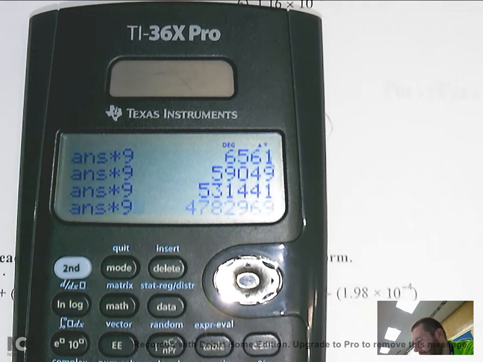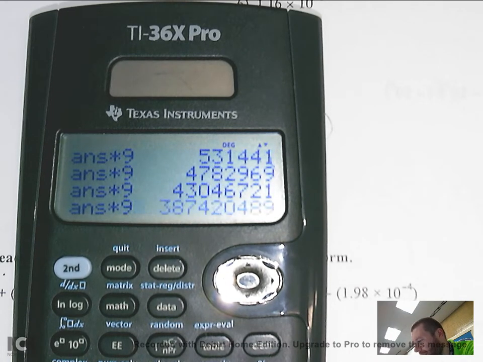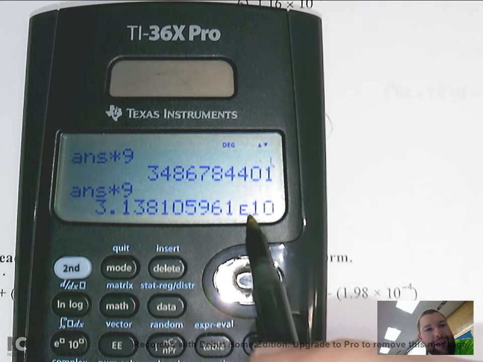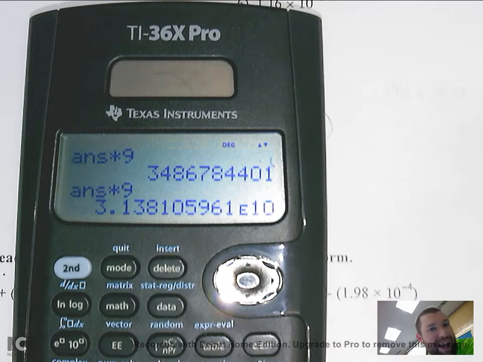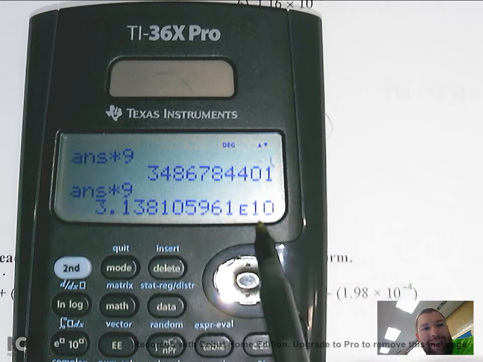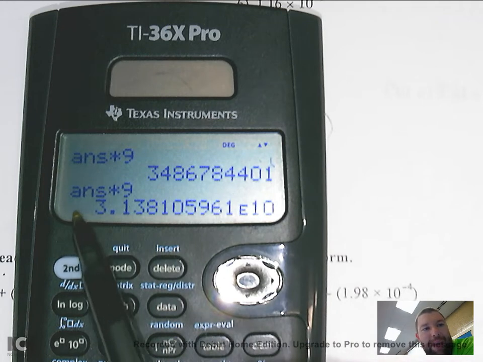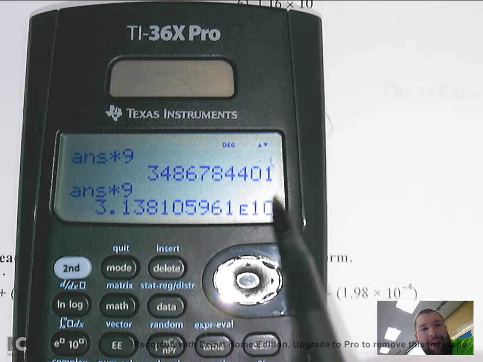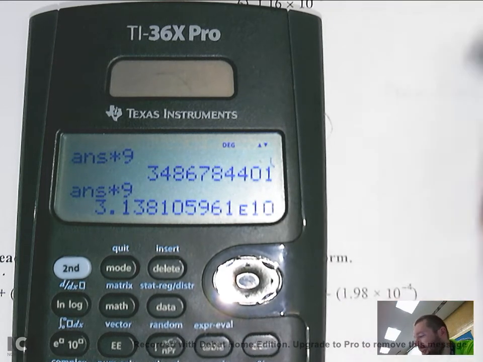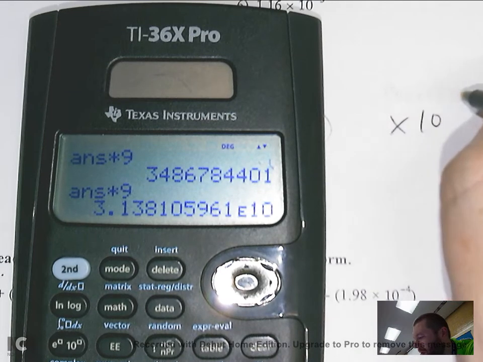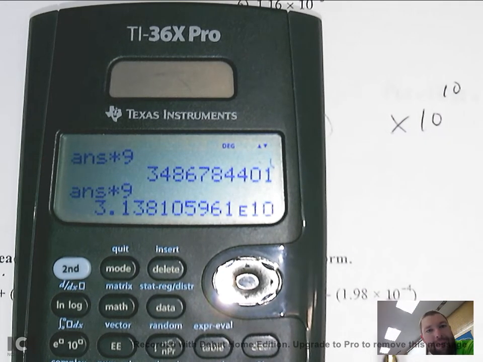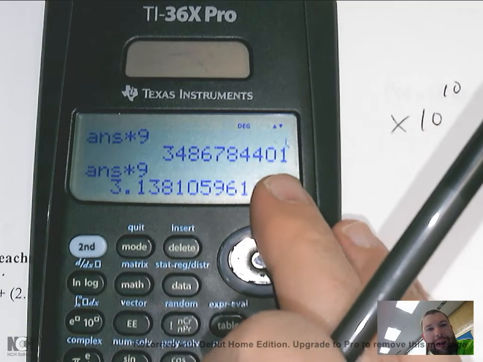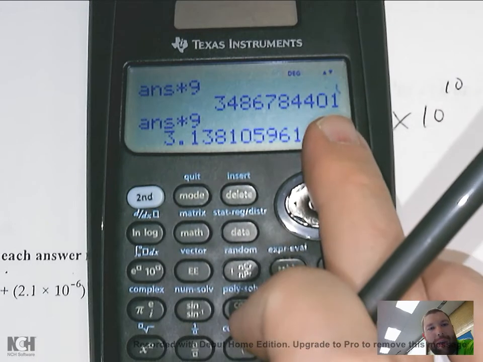If I keep multiplying by 9, eventually the number will get big enough that it's not going to fit on the calculator, right? So as I keep going, right at this point, notice it turns into a decimal. How does a really big number turn into a decimal? This is scientific notation, okay? If you take this big long decimal and times it by 10 to the 10th power, that E is the same thing as times 10 to that 10th power, okay? So instead of thinking of that E, you can think of that as times 10 to the 10th power.